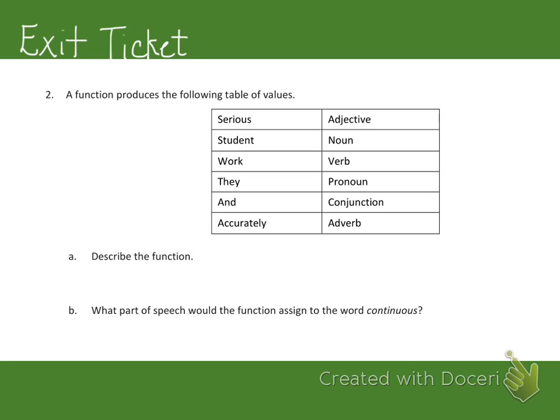Okay, so we're going to do one other example here before we close. And this example is the second problem on your exit ticket. So you can find it on your exit ticket, but I want to talk about it together. So a function produces the following table of values. Each of these, so these are the inputs here. Serious, if serious is the input, adjective is the output. If student is the input, noun is the output. Work, verb, they, pronoun, and so on.